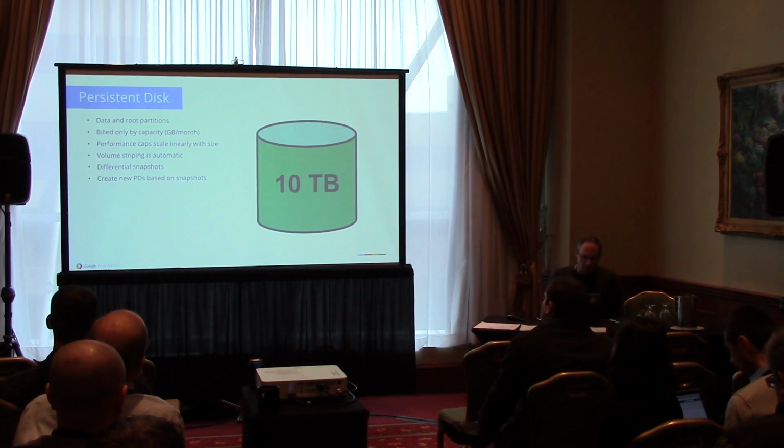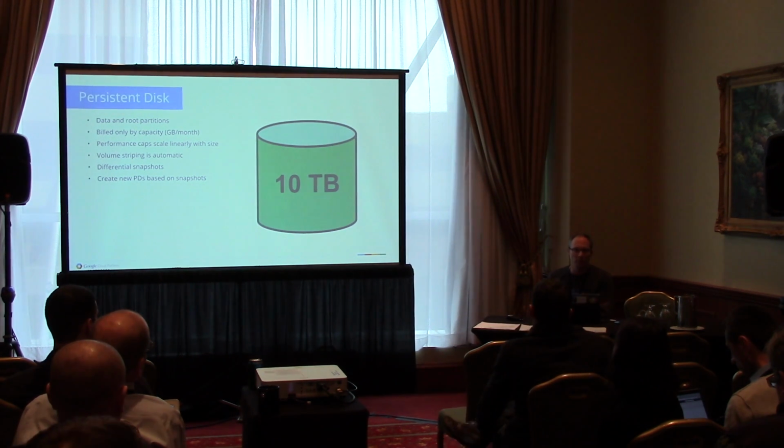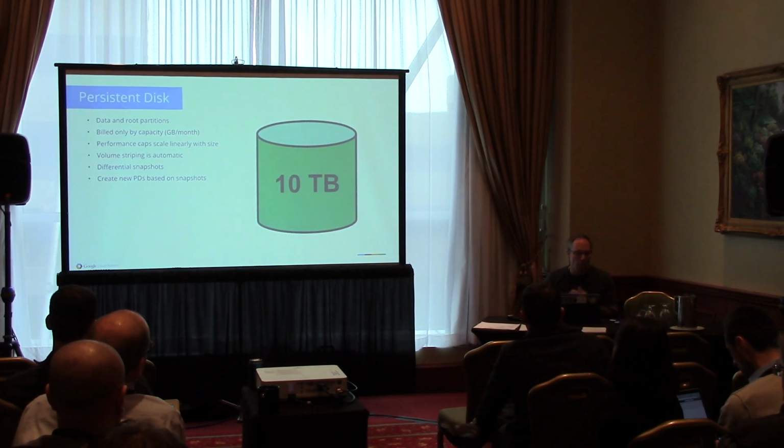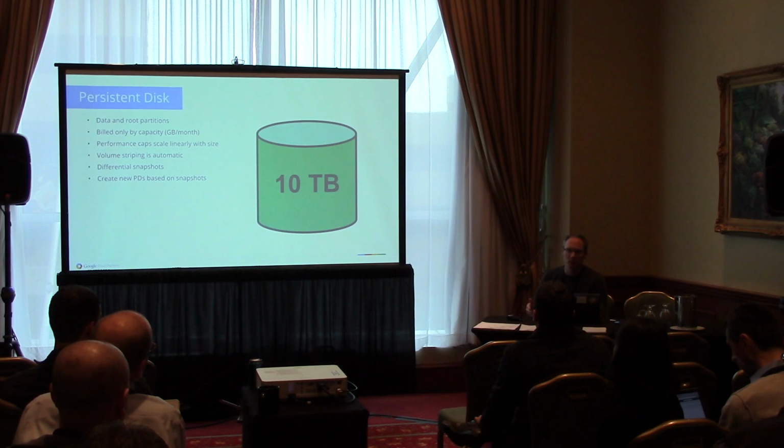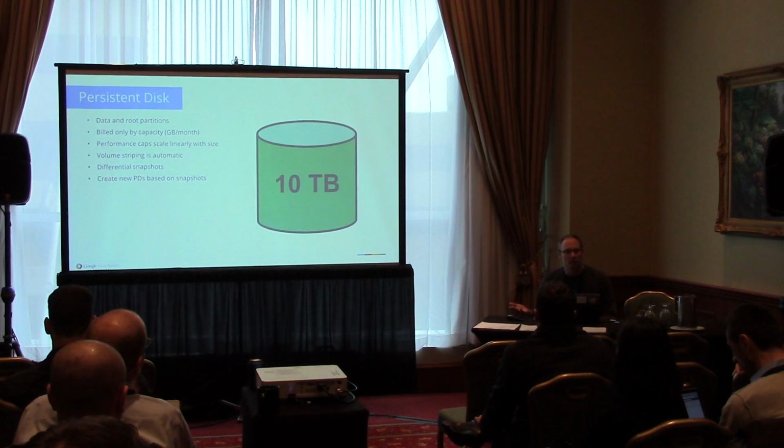You can use persistent disks both as a boot partition as well as a separate data disk, and you can attach multiple disks to an instance. You're billed only on capacity, not on IOPS plus capacity or anything like that. So whatever your storage is, that's what you pay for. Performance caps scale linearly with size. So if you do start to run into some IOPS issues or bottlenecks, you can add additional disks or go back and create a larger disk, and you get more IOPS out of that. Differential snapshots, I'll talk a little bit about that in a second. From those snapshots, you can create additional persistent disks as well.